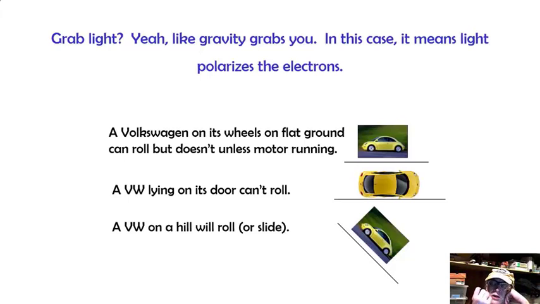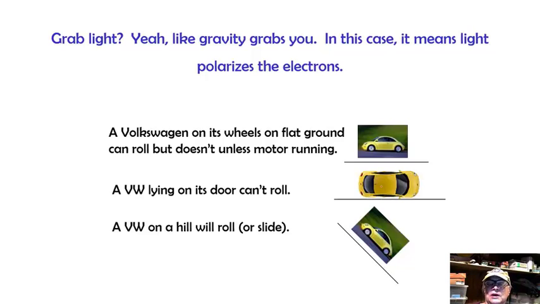So the light grabs the electrons in the crystals, polarizes the electrons in a way, and we can compare that to the motion of this Volkswagen. Here's a Volkswagen in the horizontal direction. It just sits there. Let's say somebody left the parking brake off, but it's on a totally flat piece of ground, just sitting there doing nothing, and it'll sit there forever. Now, if we could suddenly drop the Volkswagen off a cliff, it would definitely go down. But if it's lying on its door, it won't do anything again.